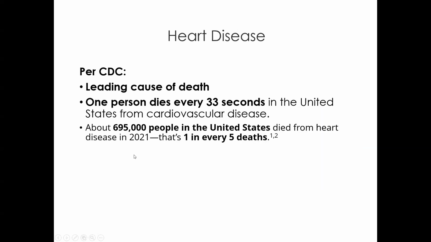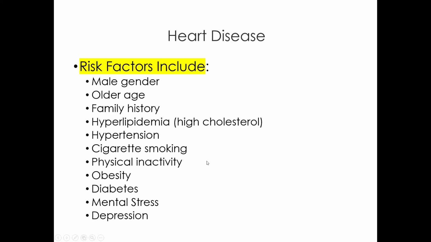So roughly, per the CDC, heart disease is the leading cause of death in the US, and roughly 1 to 2 people die every minute in the United States from a cardiovascular disease. It could be a stroke, even though sometimes we categorize that as neurological, but that can happen from that arterial disease. But heart attack, obviously, or heart failure are the main ones. Almost 700,000 people in the United States died from heart disease in 2021. That's 1 in every 5 deaths.